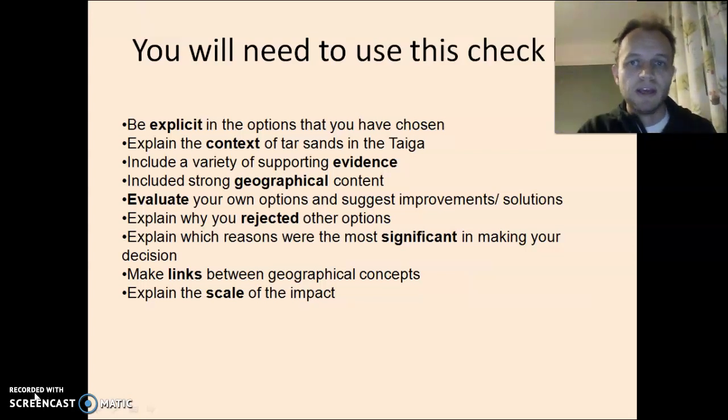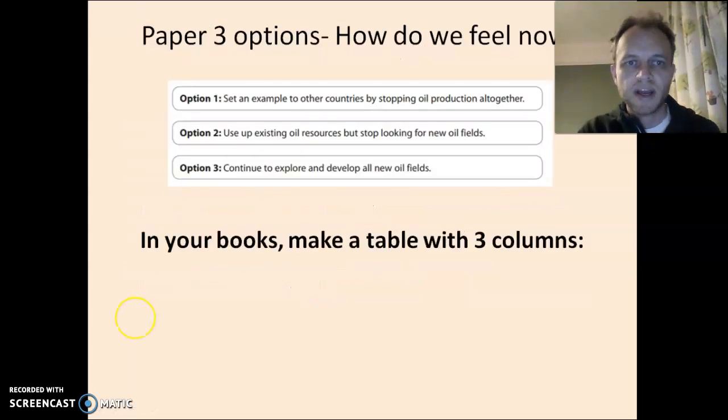Okay, so what are the impacts? All right, so that's your checklist. Come back to this one whenever you're writing it. Look at it. Have I done each of these things? Make sure. Okay, as we saw last lesson, we've got 3 options for Norway.